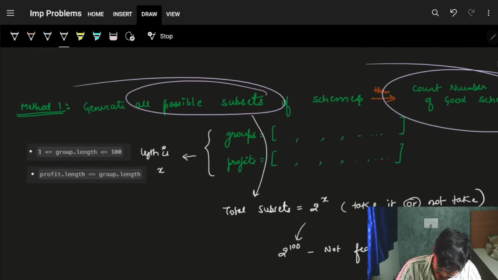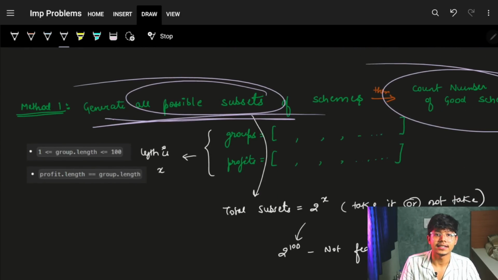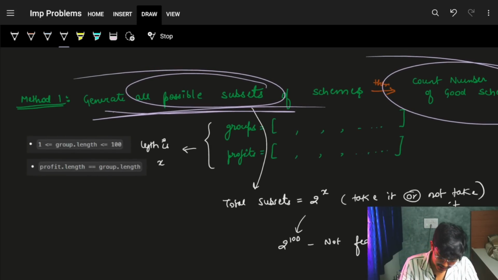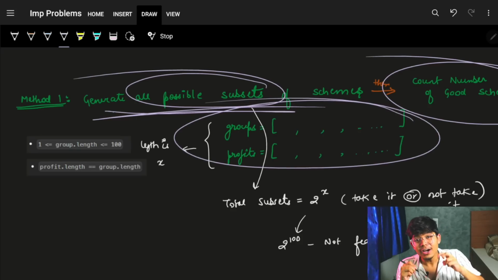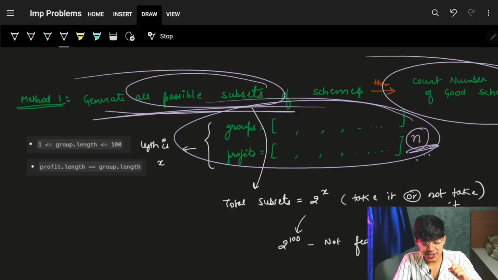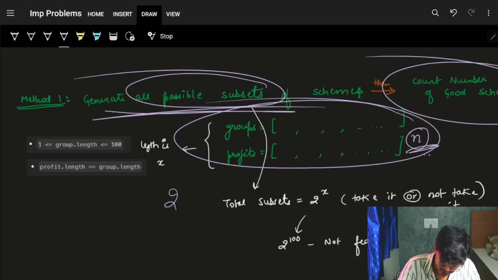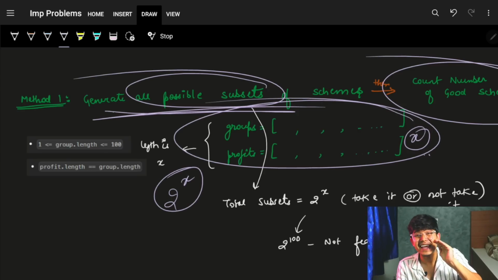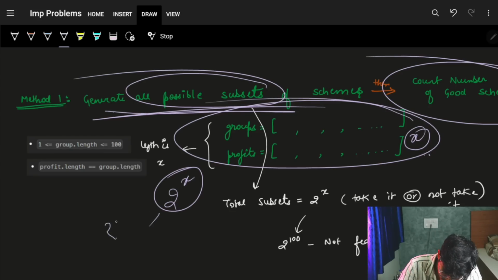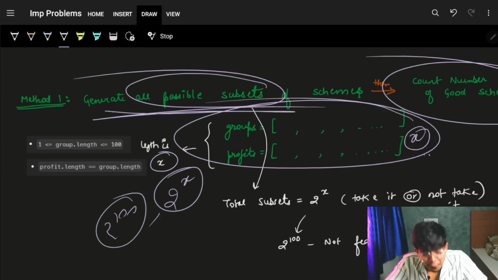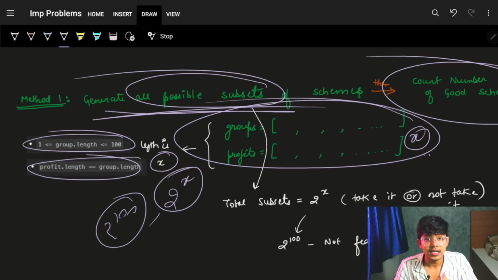So I just apply this condition on every one of those subsets which I generate, and thus I can find the number of profitable schemes. But to generate all the subsets, let's say if we have n crimes committed, so I can generate 2 raised to power n, or let's say x is the number of crimes committed, so I can generate 2 raised to power x subsets, which is 2 raised to power 100 for this problem, because x, the number of crimes, which means the number of profits, is actually nothing but 100.